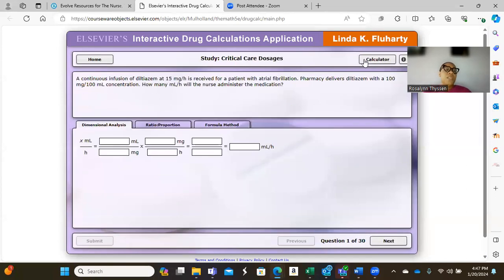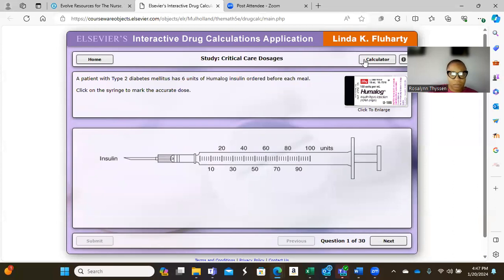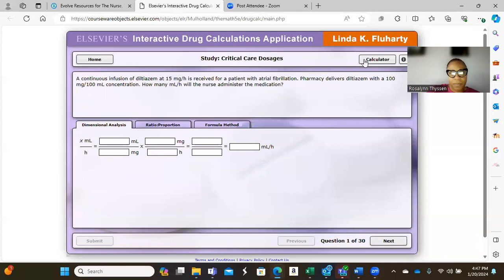All right. So we got a continuous infusion of diltiazem at 15 milligrams per hour. Okay. So the pharmacy delivers diltiazem with a 100 milligram per 100 ml concentration. How many mils per hour will the nurse administer the medication? All right, so again, I'm looking for mils per hour. I'm looking for mils first. What do I know about mils?